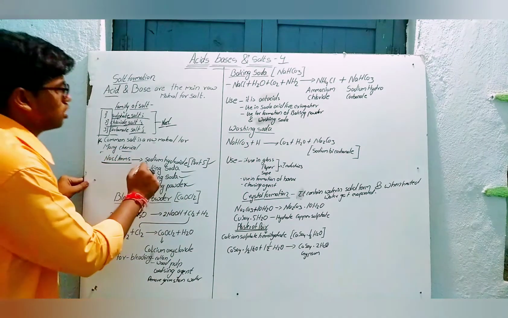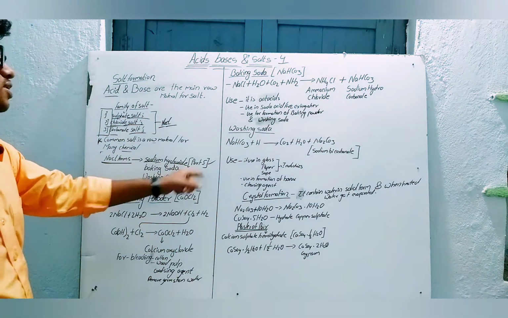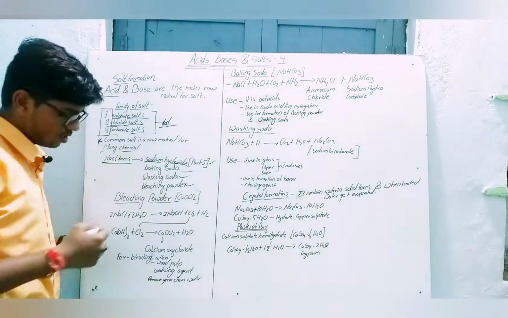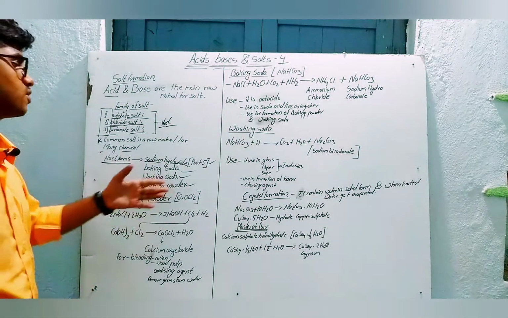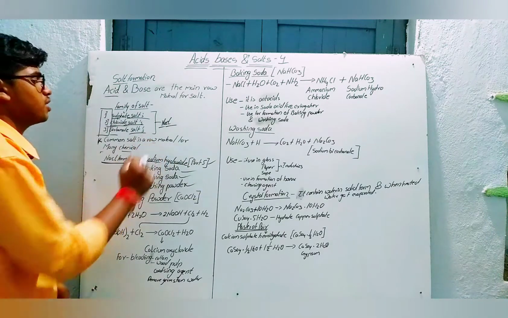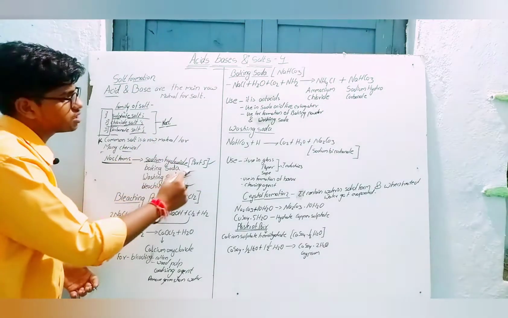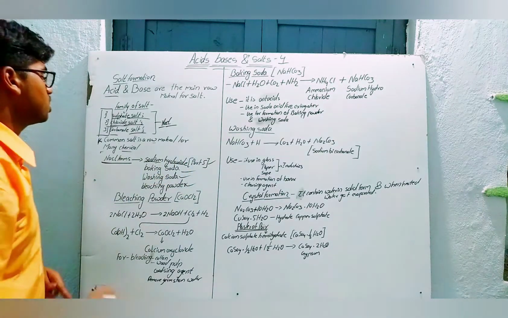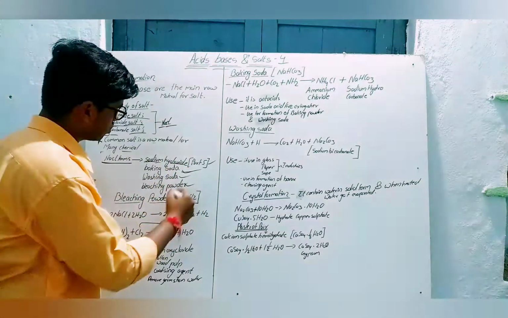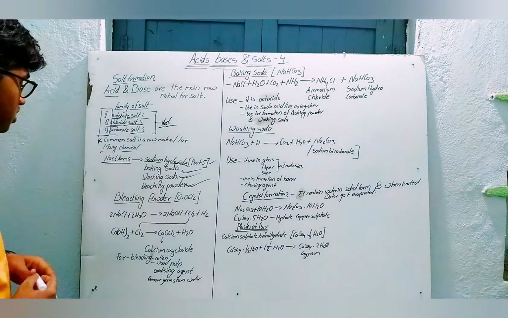About this sodium hydroxide, we will study in the fifth part of this lesson, because it is somewhat lengthy. There is a process called the chlor-alkali process which is used to form sodium hydroxide, and there is a lot of description about it. So we will study this in part 5. Now we will first study baking soda, washing soda, bleaching powder. So let's start with the bleaching powder.